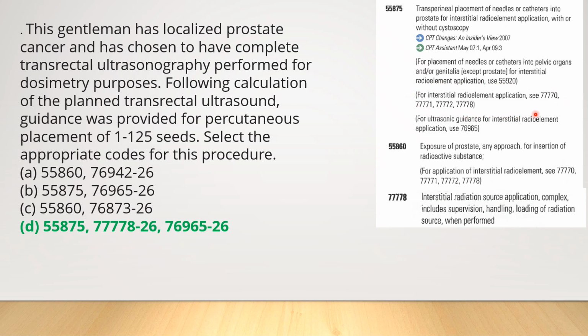Now if you see this code in the radiology chapter, these codes are divided depending upon how many seeds, and if they are more than 10, we definitely take the 77778 code. That is, this code we will require. And then this is for the ultrasonography which they have done. So here also for the ultrasonographic guidance for the interstitial radio element application, we will require it, they have done the ultrasonographic guidance for the seed placement. So we will require all these three codes for the procedure.